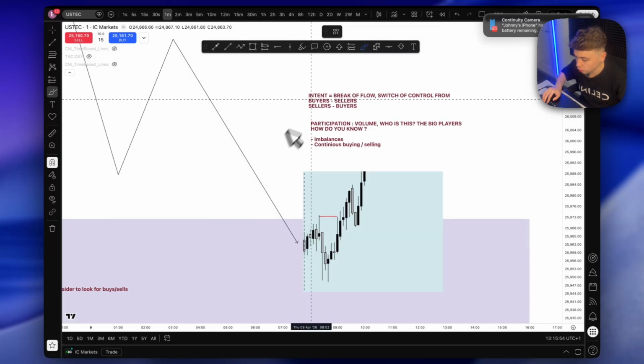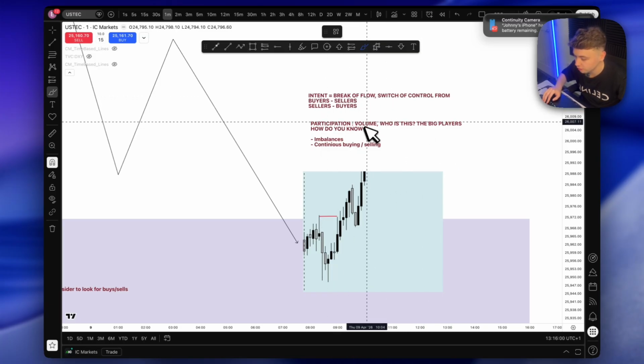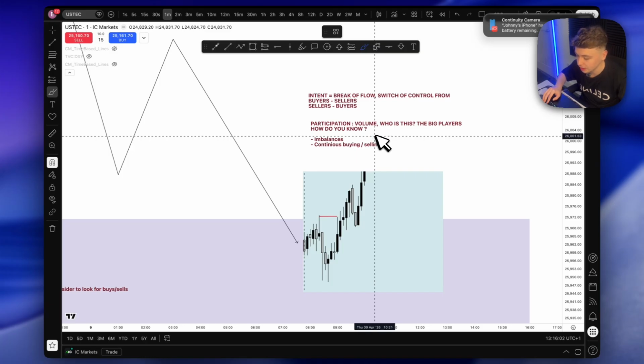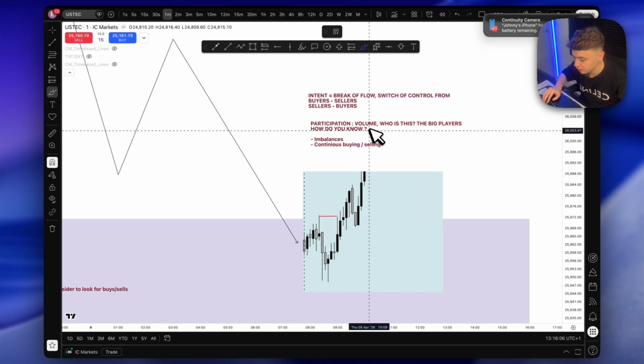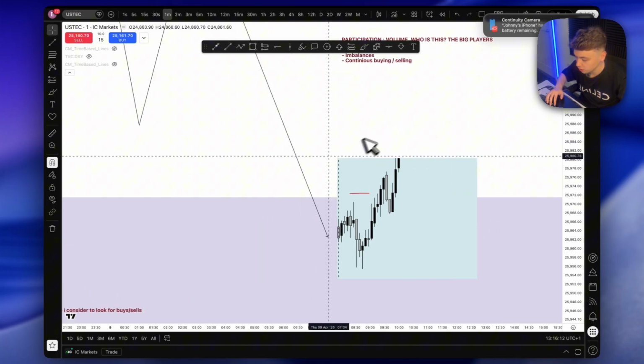So I need intent, which is a break of flow, switch of control from buyers to sellers, sellers to buyers, and participation, volume. So who is this? This is the big players, the ones that engineer price. How do you know if it's participation? Well, let's go into the candle anatomy.